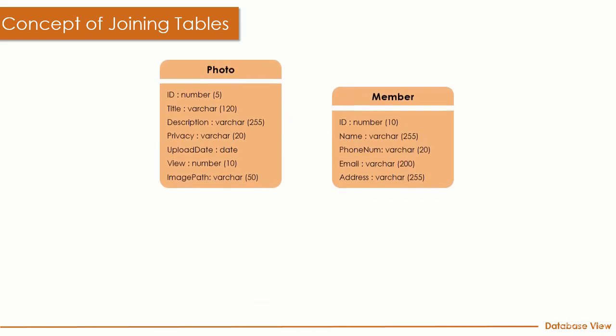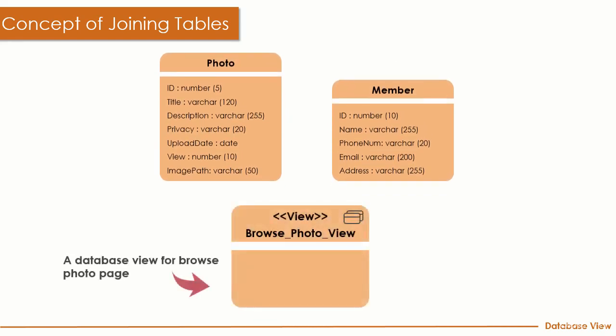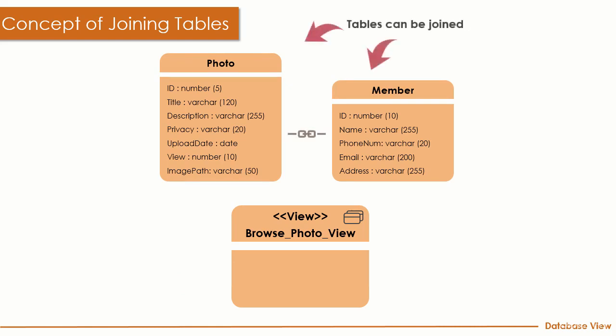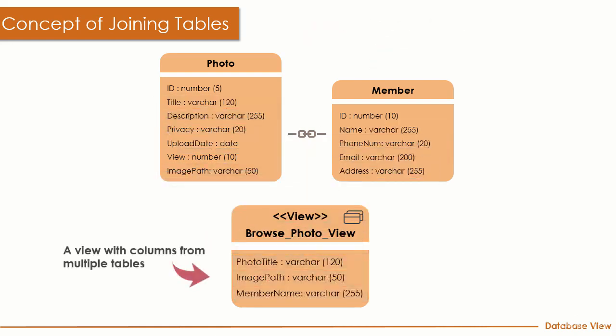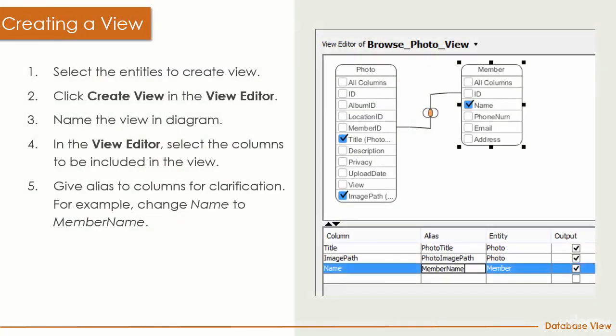And the database view we need is a browse photo view. Now we need the data from both the photo and the member: the title, image path and the name of the member to show in my view. So let me just show you how to create this view in Visual Paradigm.